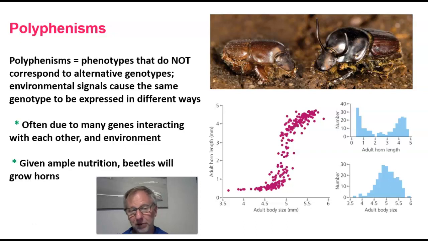You can see a couple graphs that are included here as well. Adult body size: smaller adults tend to not have horns or very short horns. Then you see very quickly in that graph, the horn length increases quite dramatically with just a slight increase in body size. That's all correlated with growth and with nutrition. So again, the overall concept, polyphenisms: phenotypes that don't correspond to alternative genotypes because the environment is having an influence.